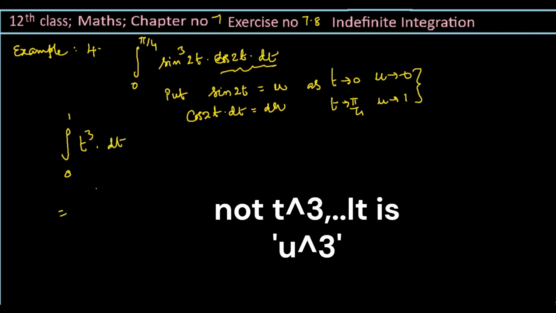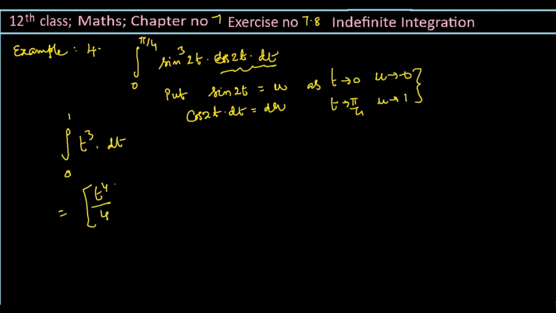And this works out to u power 4 by 4 with limits 0 to 1. And this works out to 1 by 4 minus 0. If you put 0, it is 0. 1 by 4 is the answer.